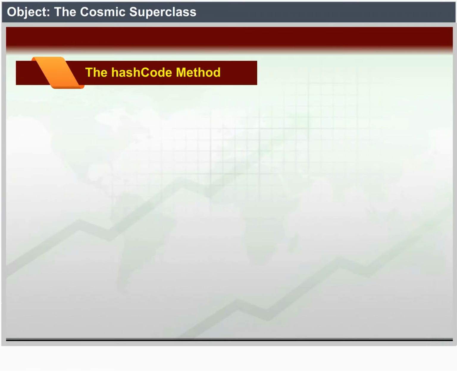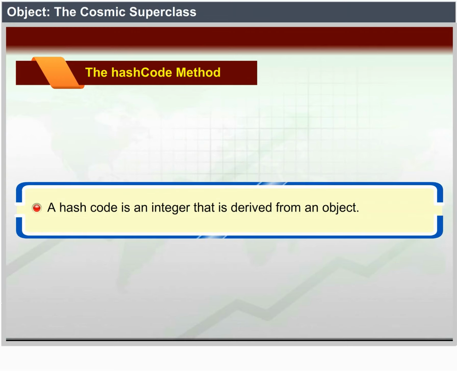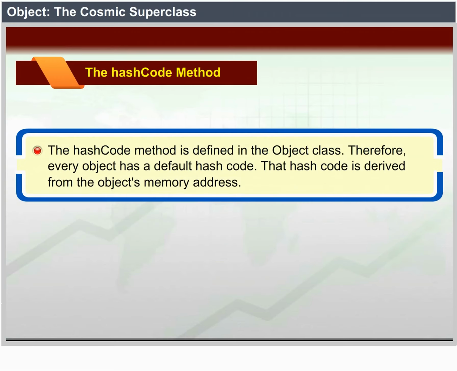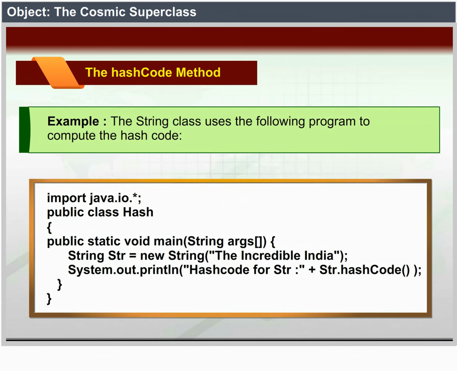The hashCode method. A hash code is an integer that is derived from an object. The hashCode method is defined in the Object class. Therefore, every object has a default hash code. That hash code is derived from the object's memory address. Example: the String class uses the following program to compute the hash code.